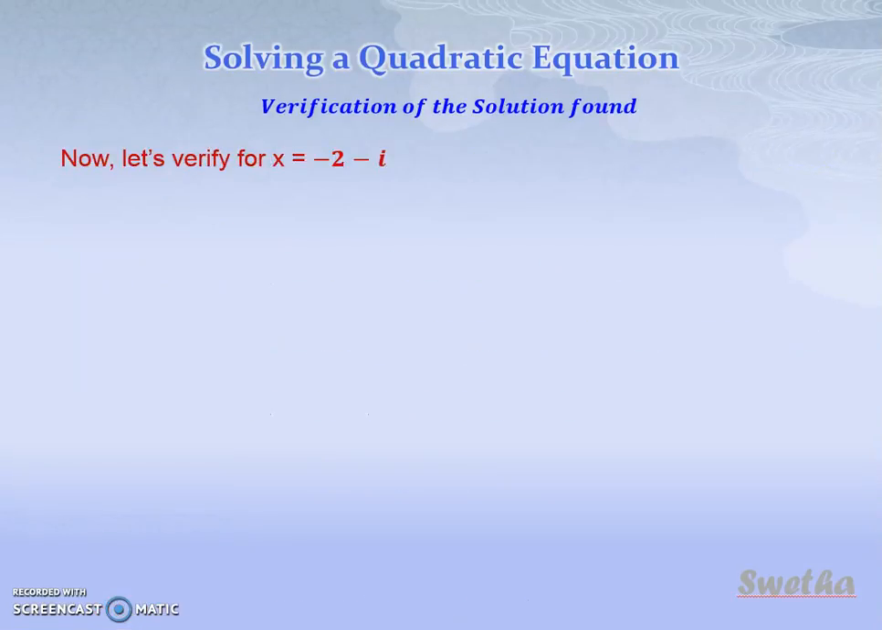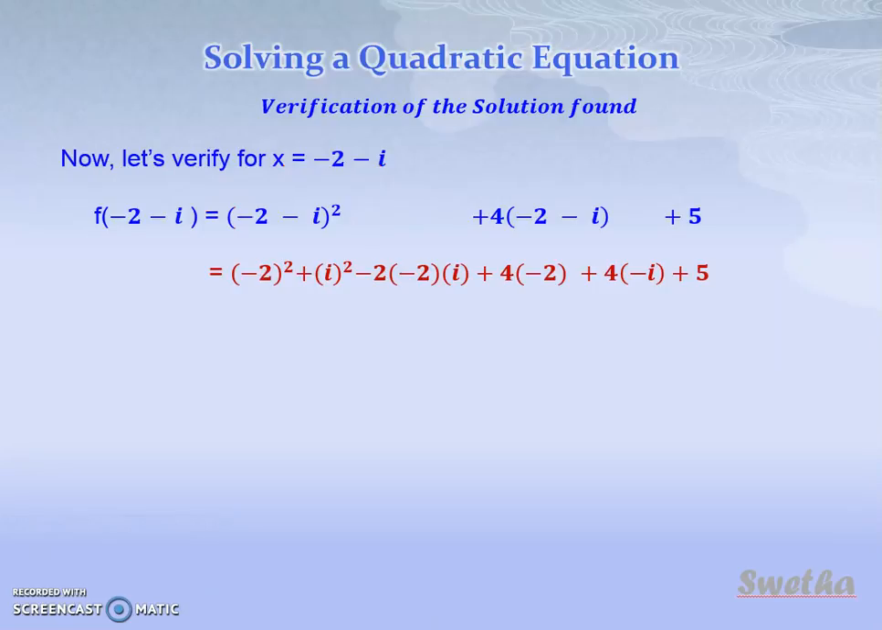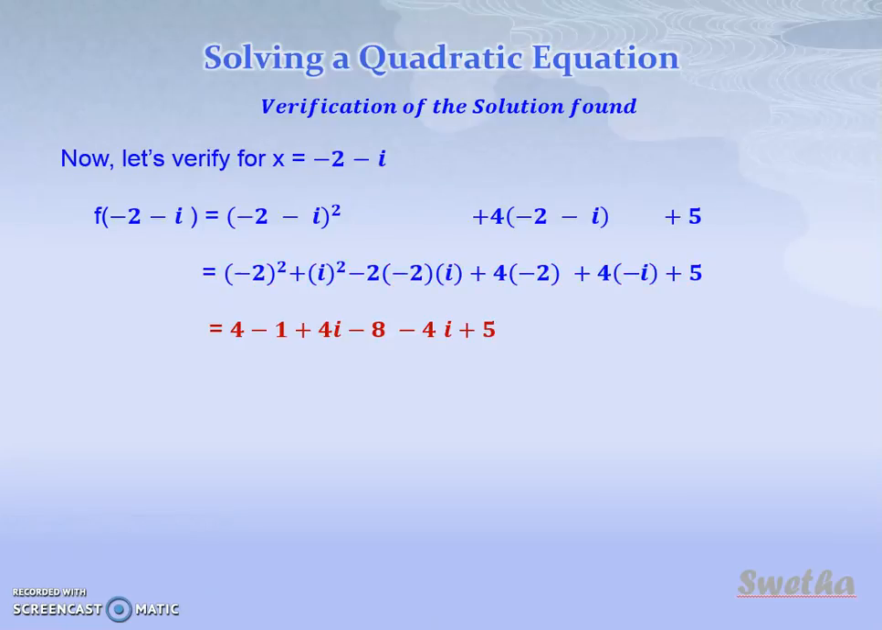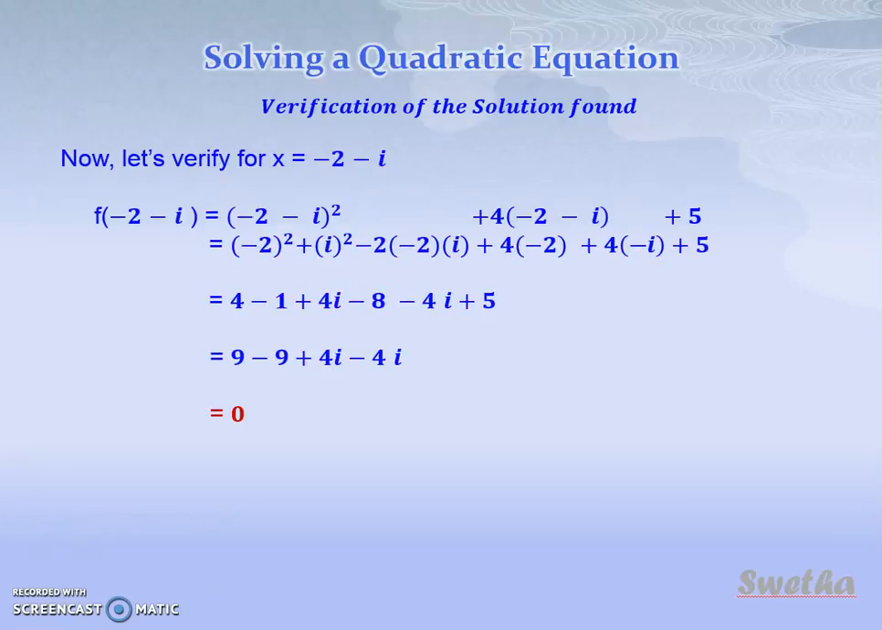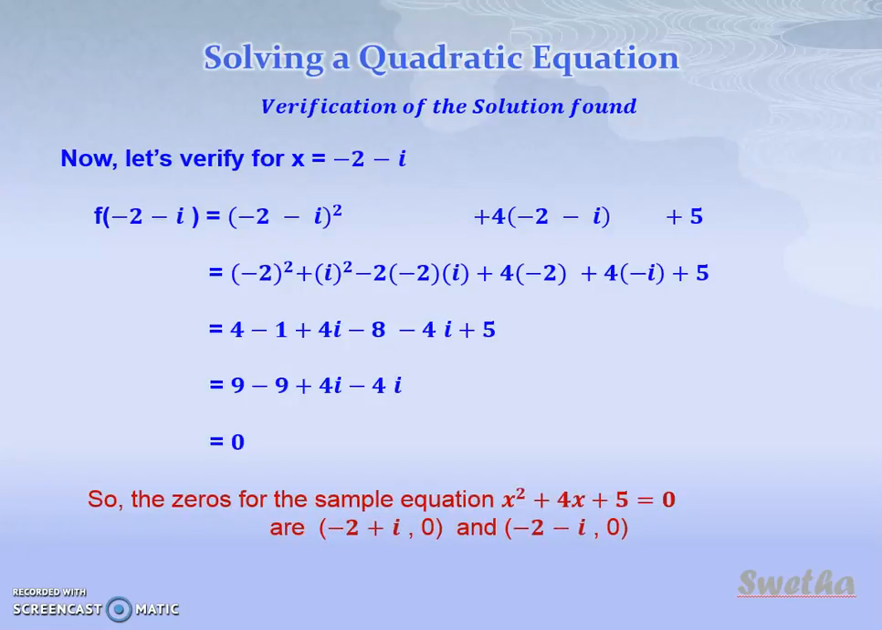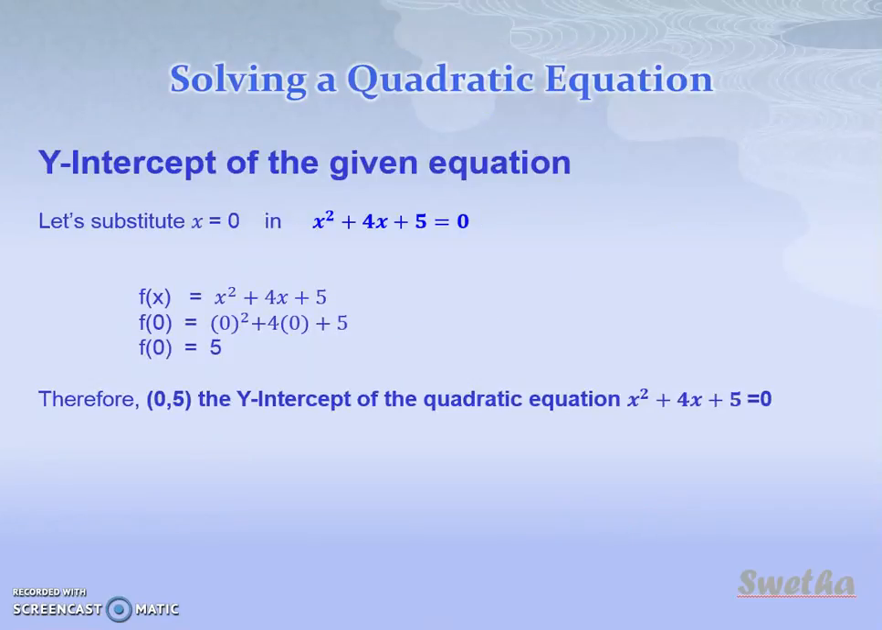Now let's verify the second solution that we found. We would do the same thing as we did last time and plug in negative 2 minus i as the x value, and we would simplify, and overall we would get 0. This shows from our verification that these two solutions, which are negative 2 plus i, 0, and negative 2 minus i, 0, are the two zeros of this equation, x squared plus 4x plus 5 is equal to 0.